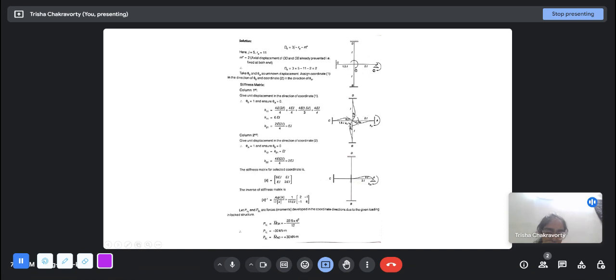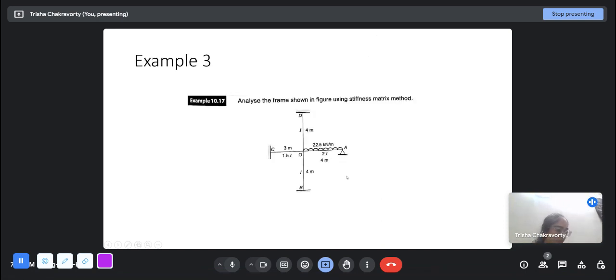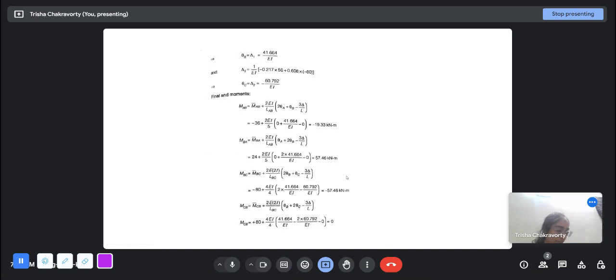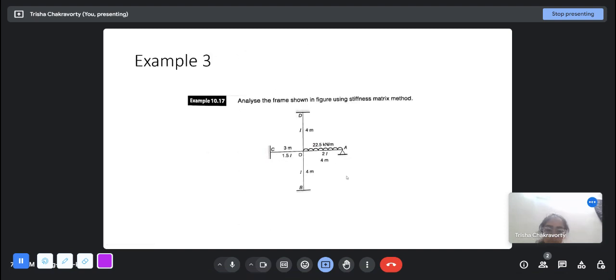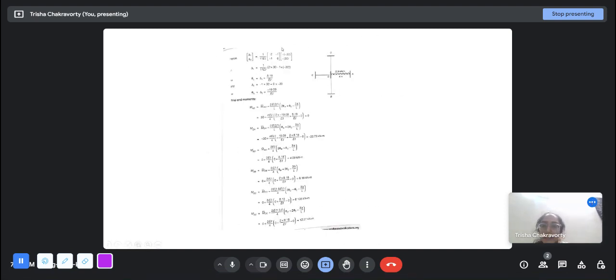We find out the inverse as usual, and we have to find out the forces, the moments developed in the coordinate directions. So we need the moment at O and the moment at A, and from that we get using this regular formula, because there is a uniformly distributed load applied here. So this is the force vector that we got, and from that we solve for delta 1 delta 2, that is theta O theta A, and then we get the final end moments like this.